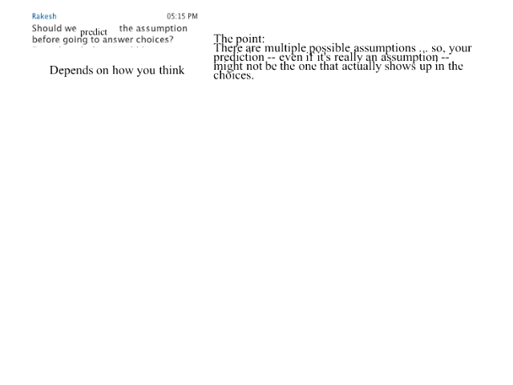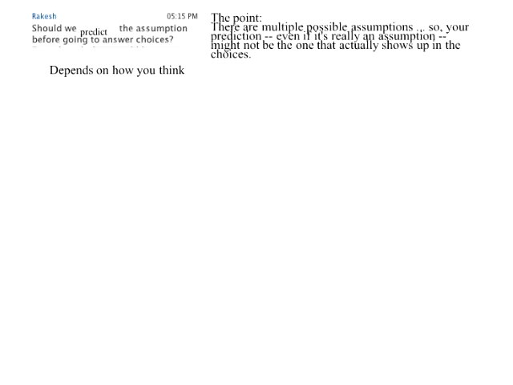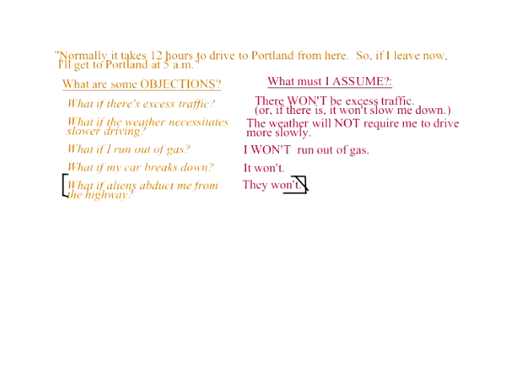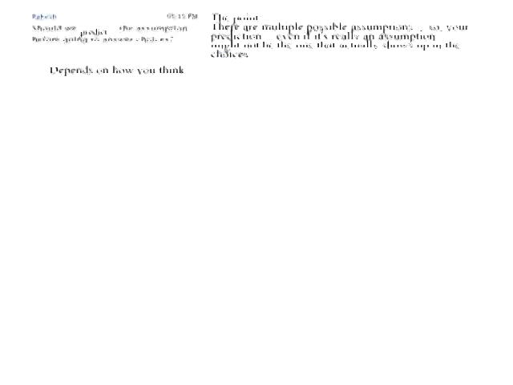So that's the point here. The question is, how will that affect you? In other words, let's say in this problem, all of these are assumptions. Every single one of these is a legitimate assumption. So if you predict "I won't run out of gas," that is a correct assumption, but they might give you that one instead. And so the answer to this question depends on how you think about that.